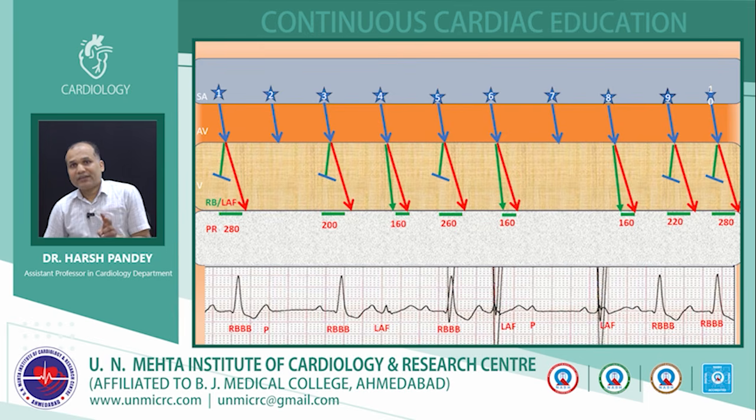So in the last three beats, 8th, 9th and 10th, you can observe there is a progressive increase in the PR interval in the left interfascicle. When the right bundle was being conducted, the PR was 160. When the right bundle is being blocked, only the left interfascicle is being conducted, and the PR is increasing from 220 to 280. So there is a progressive increase in the PR interval. So this is a type of atypical Wenckebach periodicity at the infra-Hisian level, at the level of the left interfascicle.